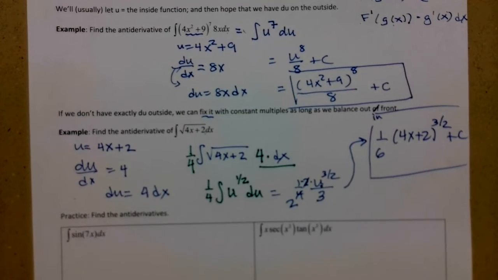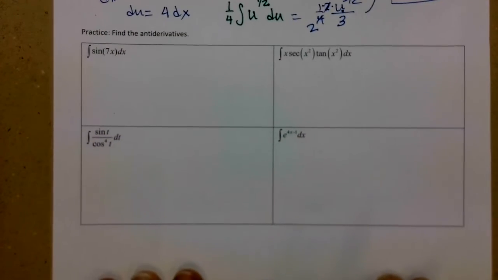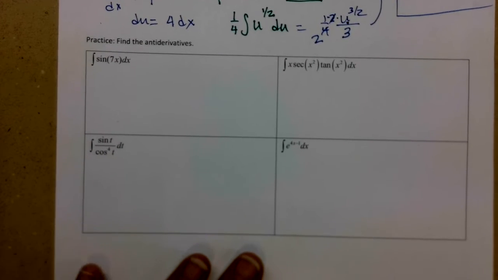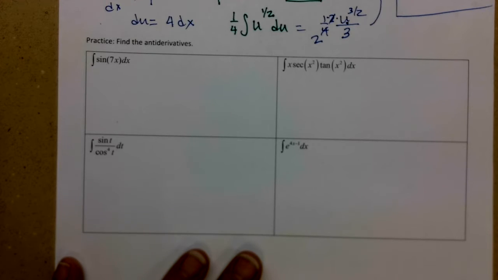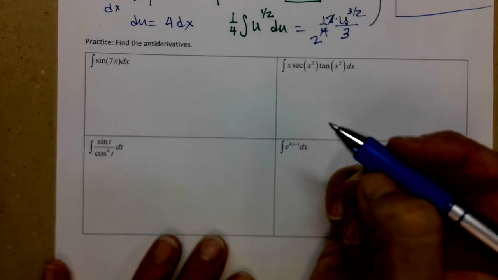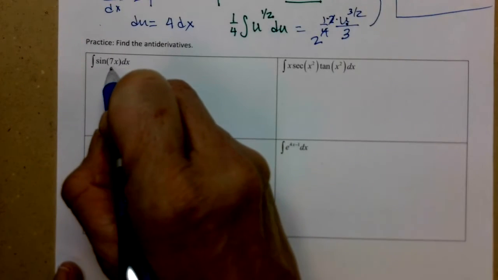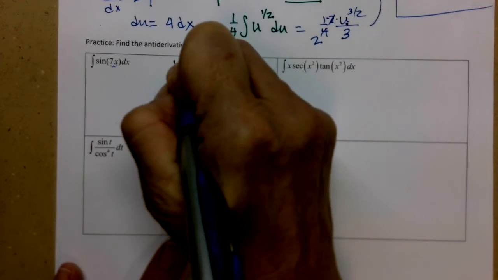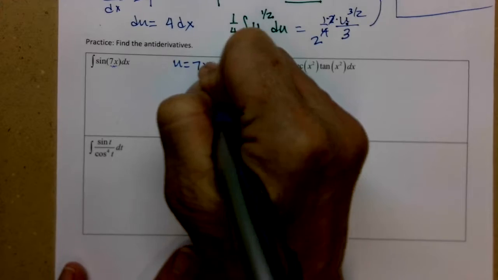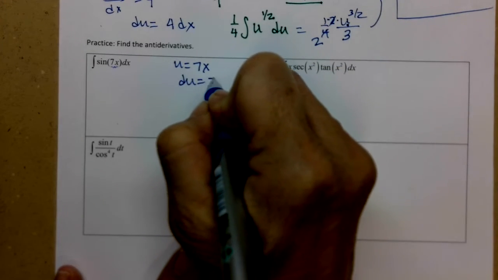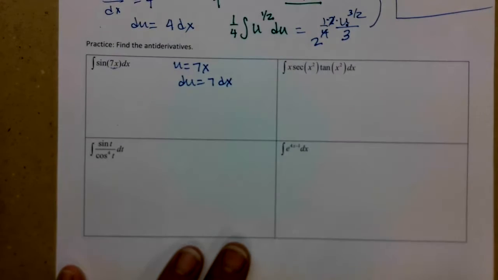Okay, so then here are 4 to practice with. Think about who's on the inside, and what you're going to let u stand for. If you want to, pause and try these and then come back. So we're integrating sine of 7x dx. The inside function is more than just x, so we let u be what's inside. So u is 7x, so du is 7 dx.